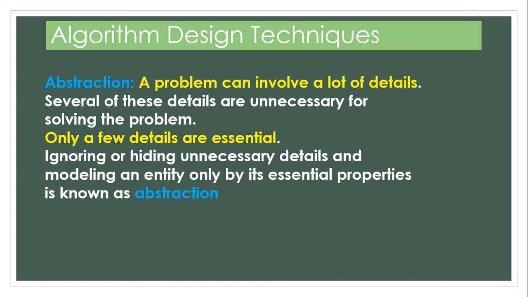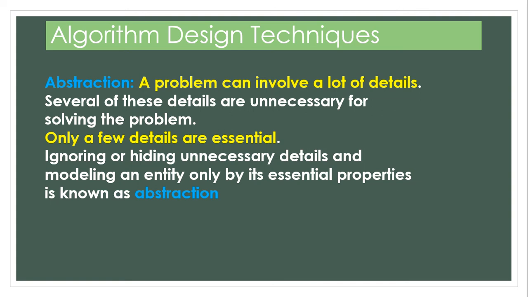The next one is abstraction. What is abstraction? The problem can involve a lot of details. Several of these details are unnecessary for solving the problem. Only a few details are essential. Ignoring or hiding unnecessary details and modeling an entity only by its essential properties is known as abstraction. So abstraction is nothing but ignoring the unnecessary details.